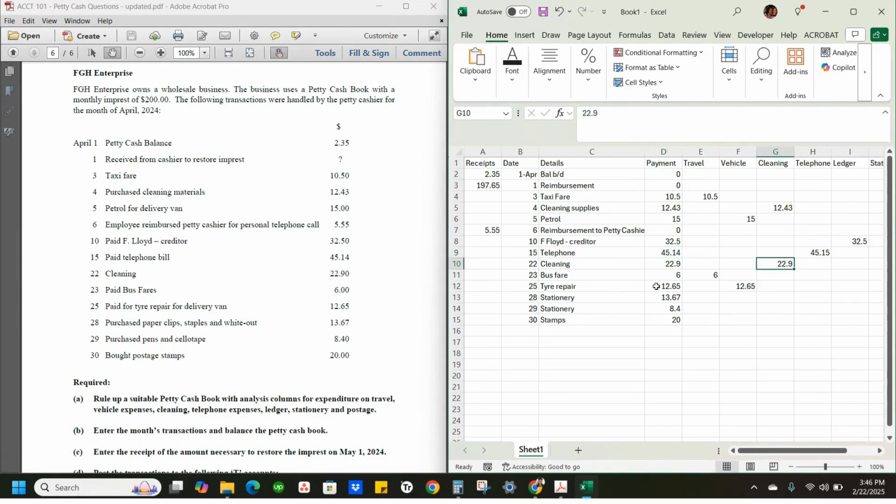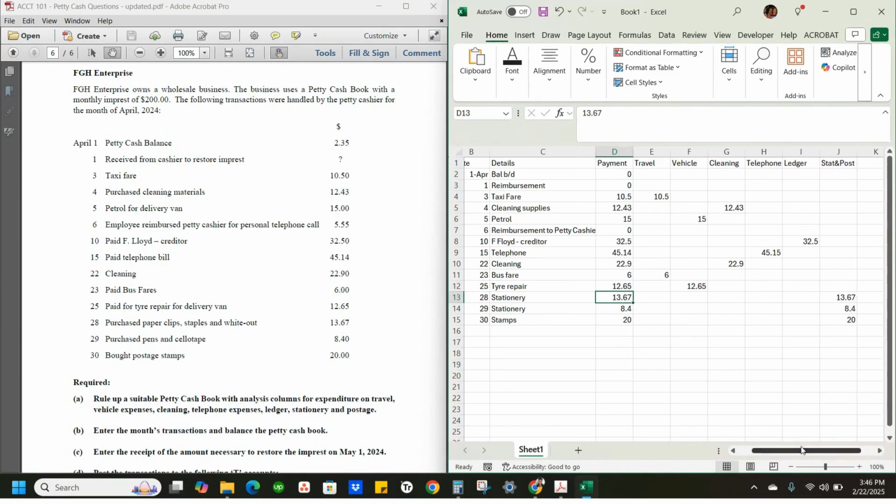Yes, we have that. Cleaning for $22.90. We have that as well, and also in that cleaning column. Paid bus fares for $6. We have it here in the payment and travel column. Paid for tire repair, $12.65. We have it here, and also in the vehicle column.